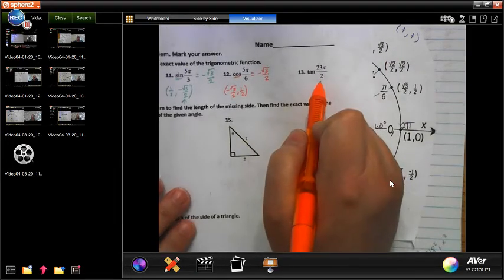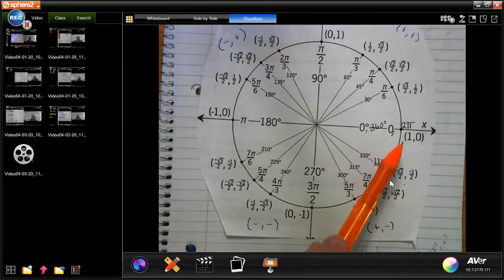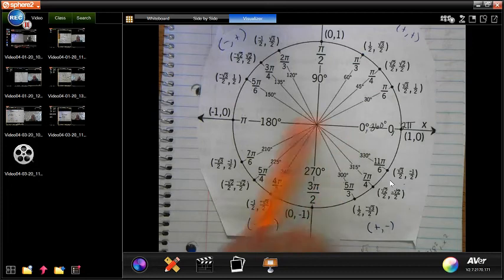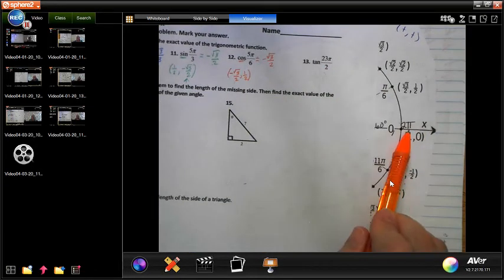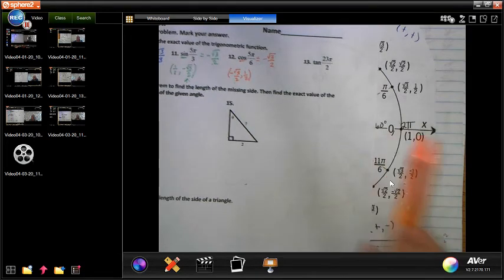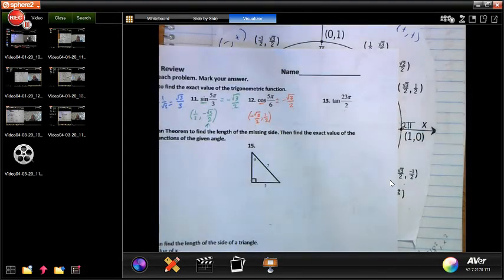This one, 23 pi over 2. So let's look. Pi over 2, 3 pi over 2. We don't have a 23 pi over 2. So that means it's one of those loopy ones that have rotations. So we have to subtract out rotations. Since this is in radians, our rotations are 2 pi. So we have some work to do for this problem. I'm going to get a separate paper and use a separate paper.